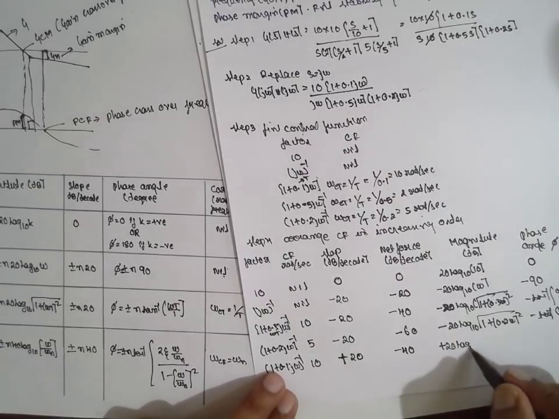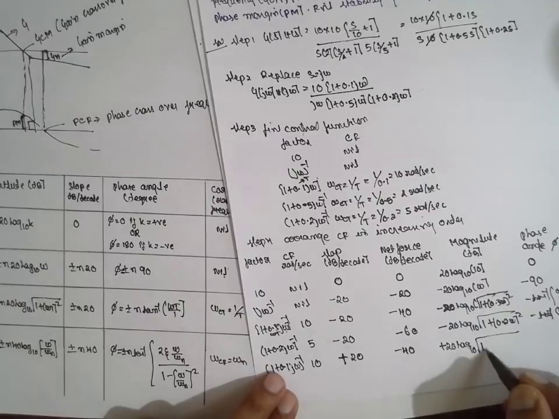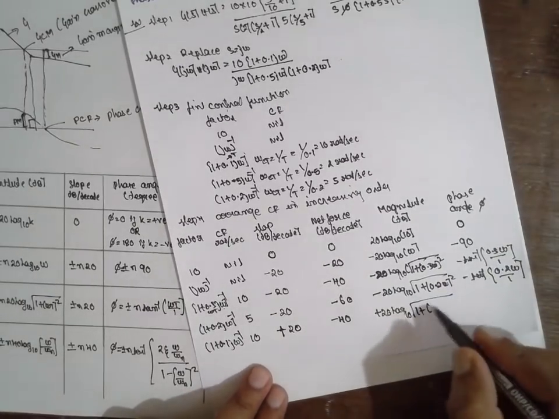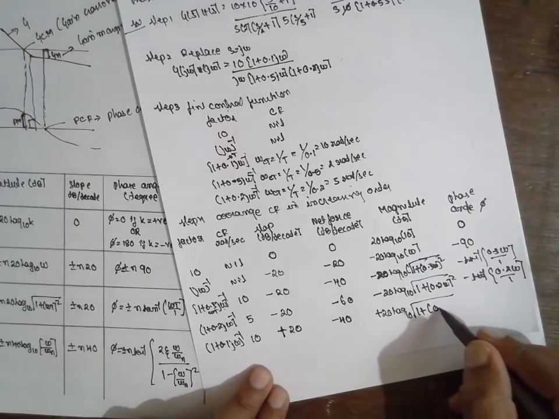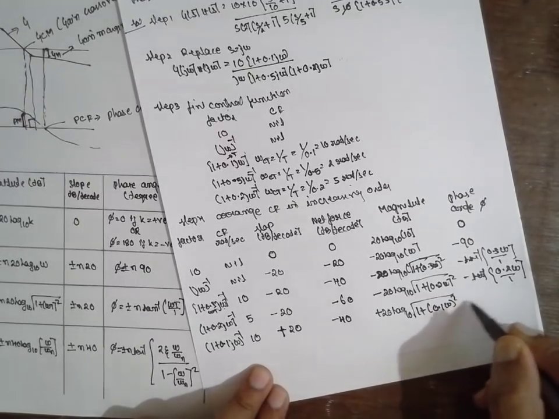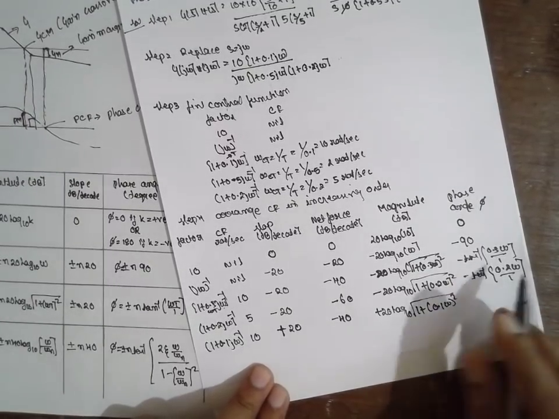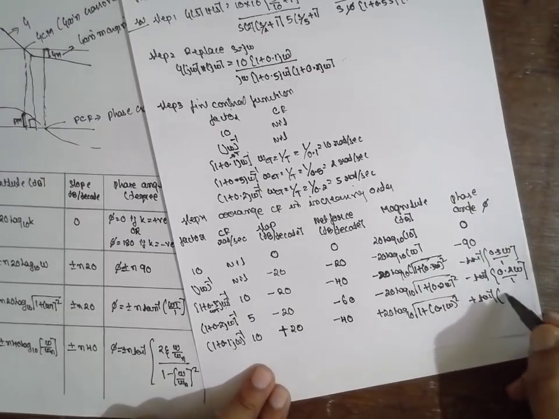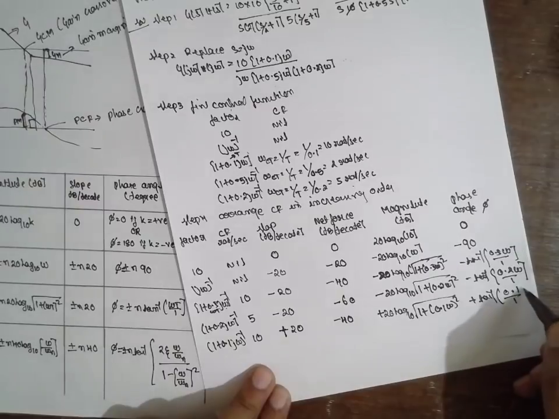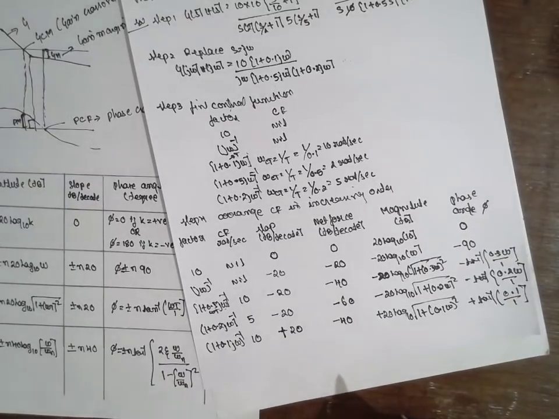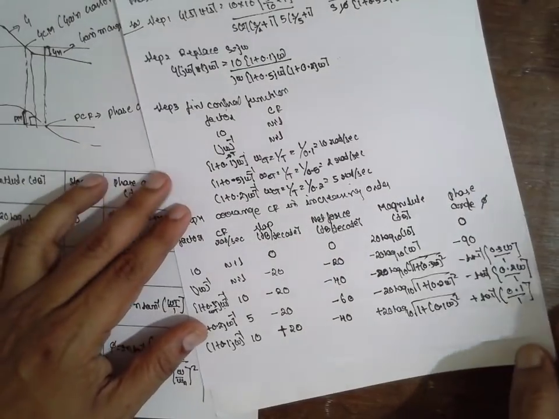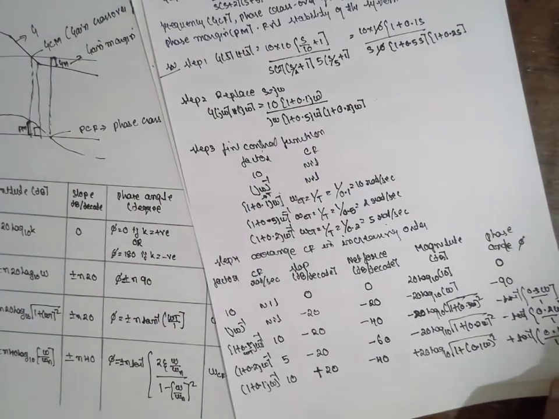root 1 plus 0.1 omega whole square. Now this one, instead of minus, now it will be plus tan inverse 0.1 divided by 1. This is the table. First part is completed. Next part is very easy. Just you have to assemble it.